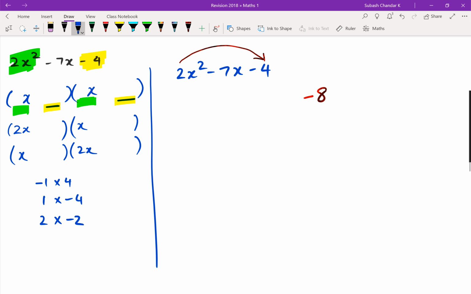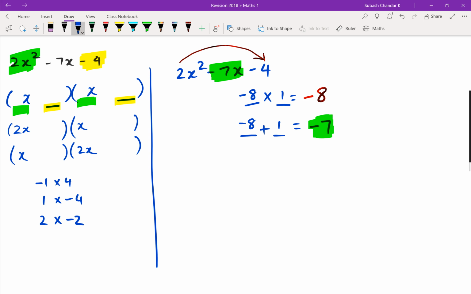So what you do is you look for 2 numbers that multiply to -8, but the same 2 numbers have to add up to -7, which is there. Okay, so we're looking for 2 numbers that multiply to -8 and add up to -7. Guessing and checking, we know that that's -8 and +1.